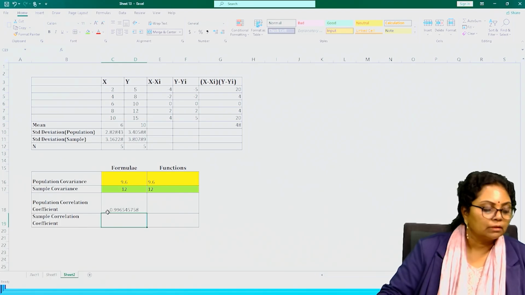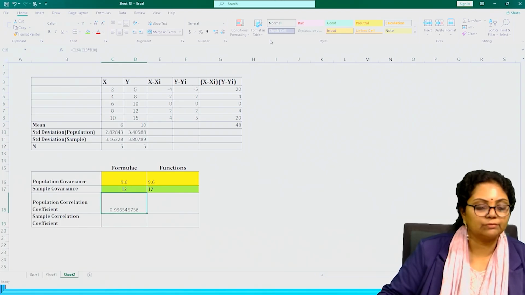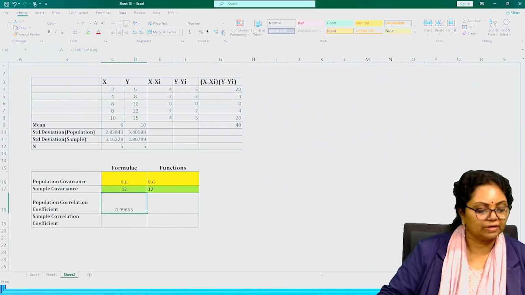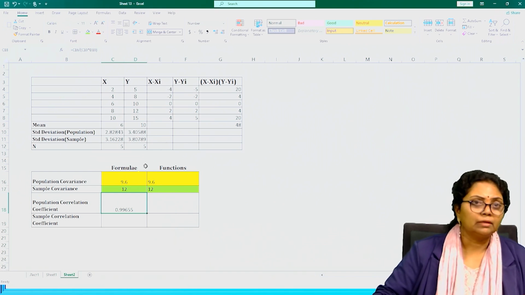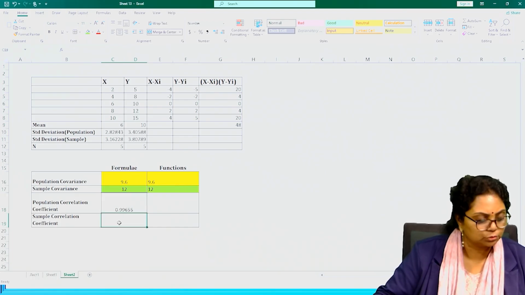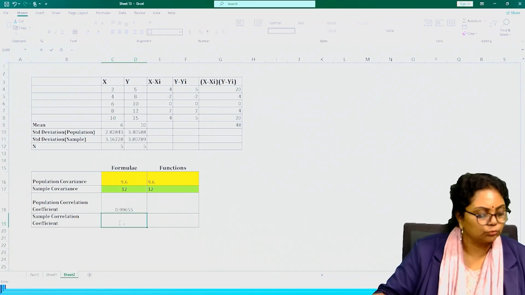0.99654. Now if we truncate these values, let us reduce this to 5 digits. So it is coming around 0.99655. Now similarly, let us do the sample correlation quotient also.